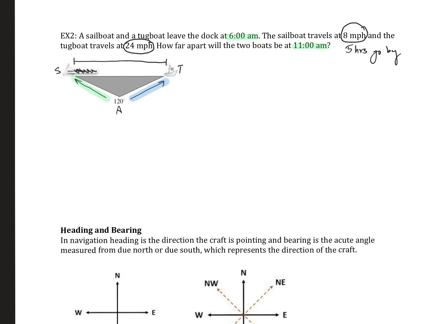So in 1 hour, the sailboat would travel 8 miles. 2 hours, it would be 16, right? So after 5 hours, the sailboat would travel 5 times 8 miles per hour, which is 40 miles. Oh, good, we found one length of the leg. Now the tugboat travels at 24 miles per hour. So in 1 hour, it goes 24 miles. 2 hours, that's 48. And in 5 hours, that's going to be 24 times 5, which would be 120 miles. Hey, look at that. So we're slowly filling out our triangle here. Now the only thing we need is this side here.